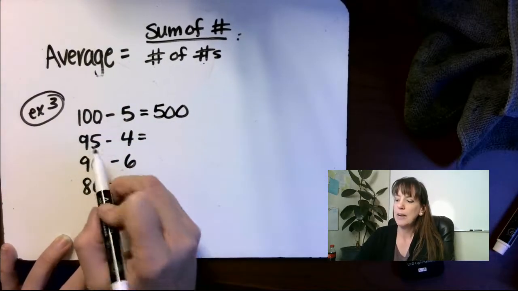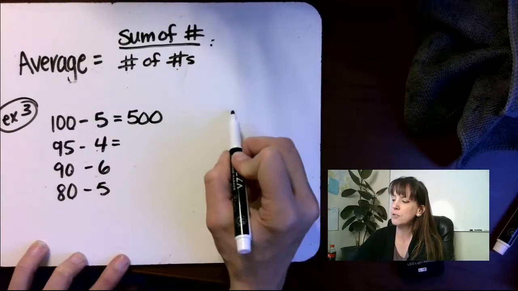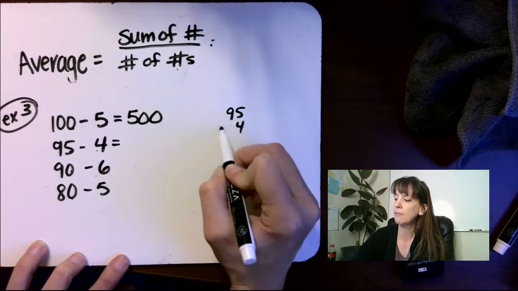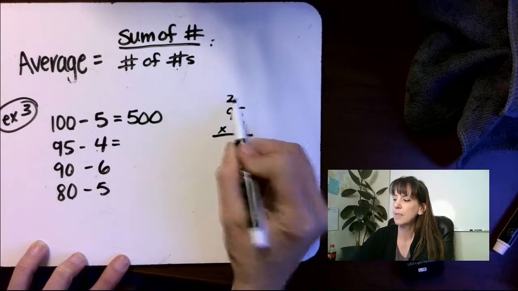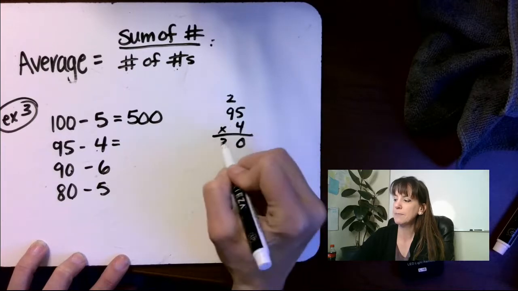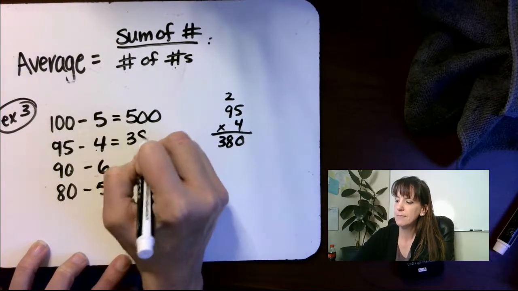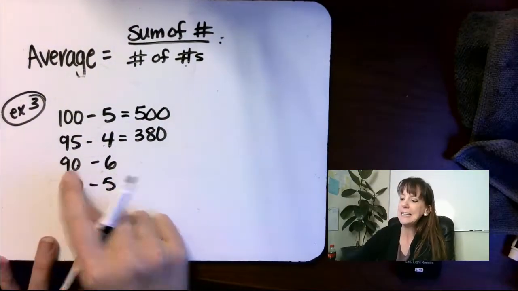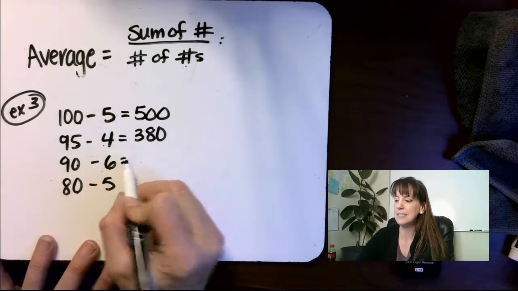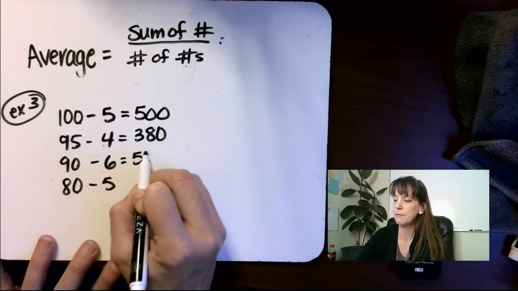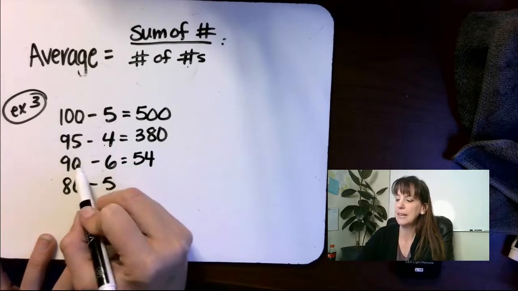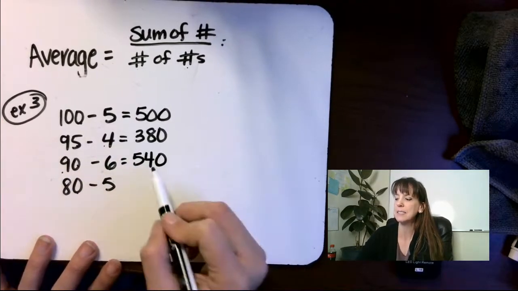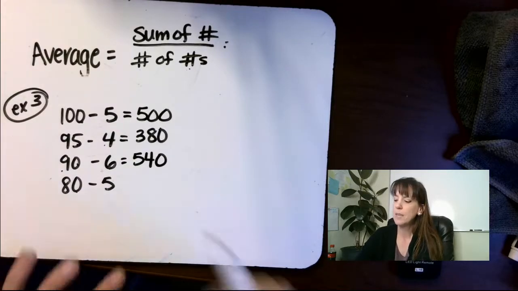okay? Now, 95 and 4, let's do some side work over here. 95 times 4, this is going to be 20. That's 36, 37, 38, 380, okay? Let's do some more side work. We got 90 times 6. Well, 9 times 6 is going to give me 54, right? Plus that extra 0. So 90 times 6 is going to be 540.